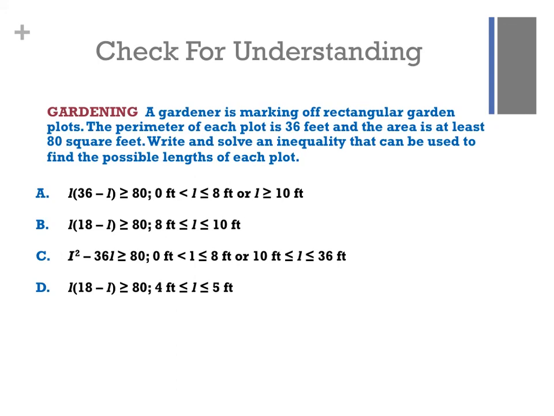Okay, I'm going to check your understanding here. There's another application problem, this time with gardening. A gardener is marking off rectangular garden plots, and the perimeter of each plot is 36 feet, and the area is at least 80 square feet. Write and solve an inequality that can be used to find the possible lengths of each plot. So you have 4 choices, A, B, C, and D. Go ahead and write out your inequality and solve it for the length. Press submit when you're done.